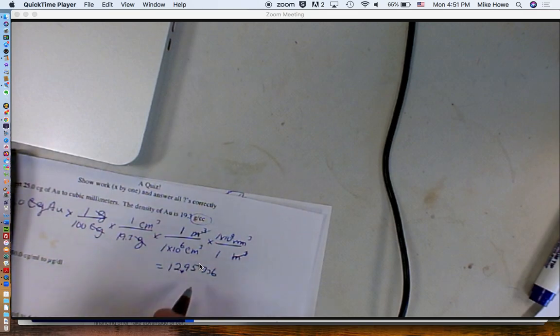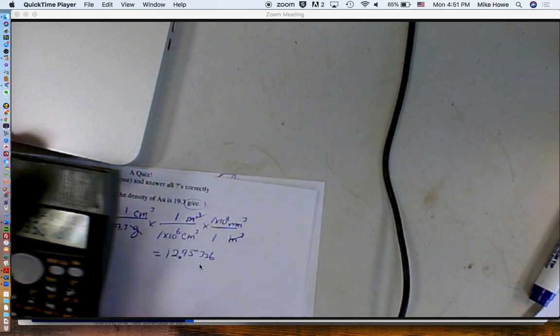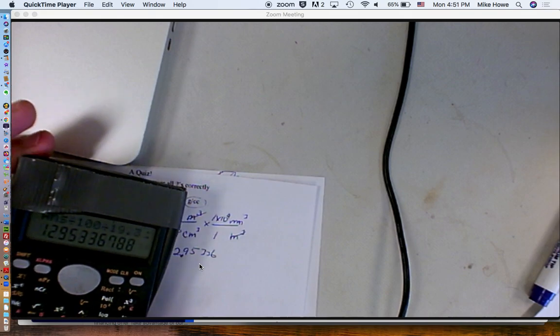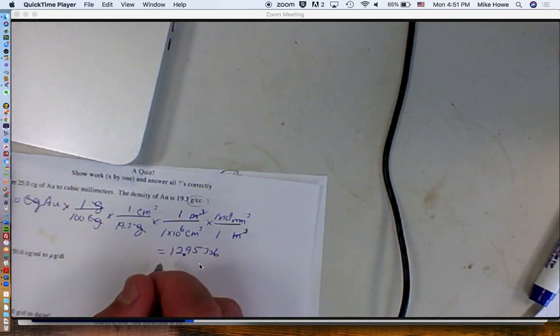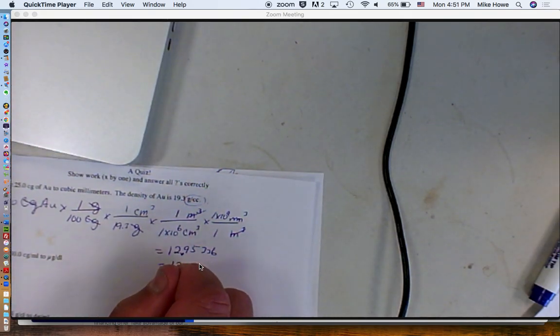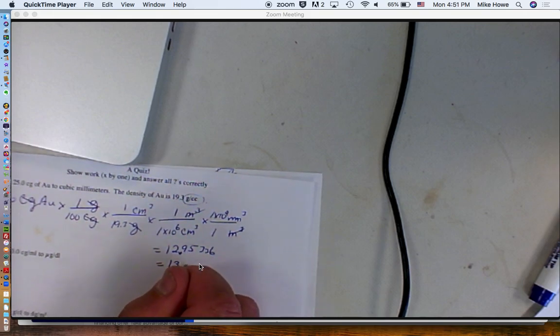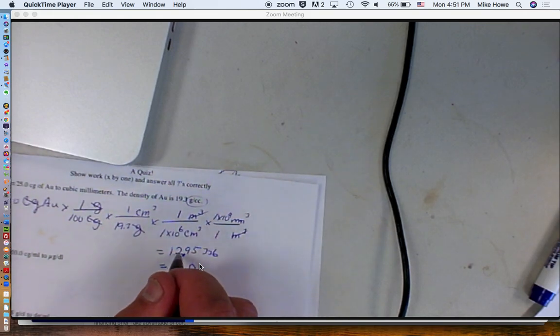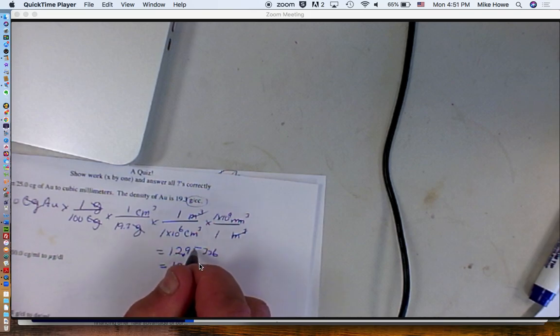Yep, 12.9533. It's a big, long number. But the answer can only have 3 significant figures. So 13.0. So 1, 2, 3. But this 5 means this 9 has to go up to 10. If you make that go 10, then that carries a 1 over there and you get 13.0 cubic millimeters.